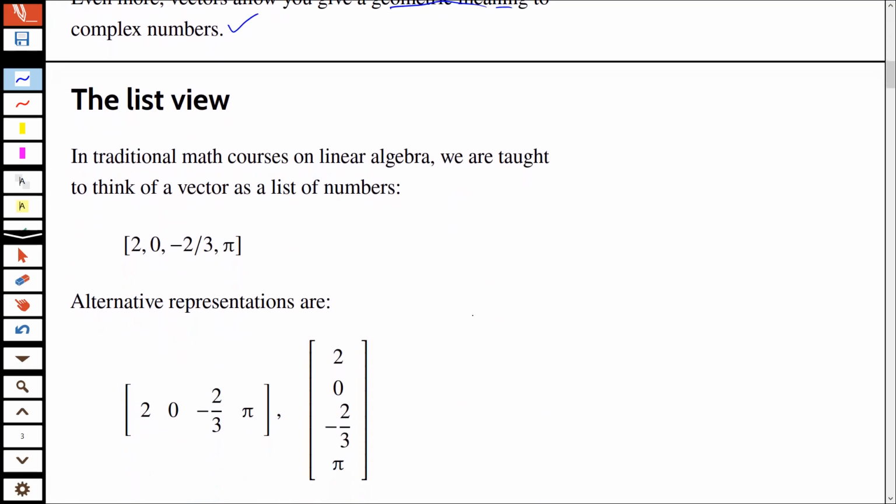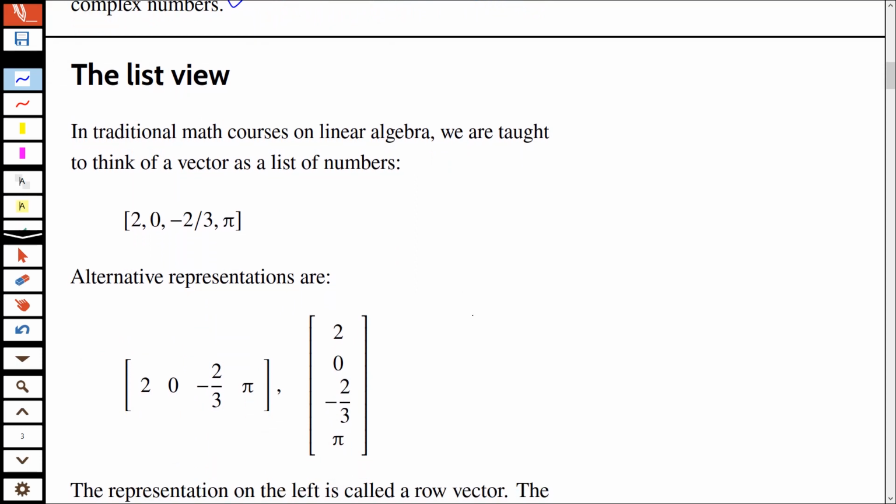So let me remind you how you were taught a vector. Typically in these textbooks on linear algebra, the introduction of a vector is given as a list of numbers.